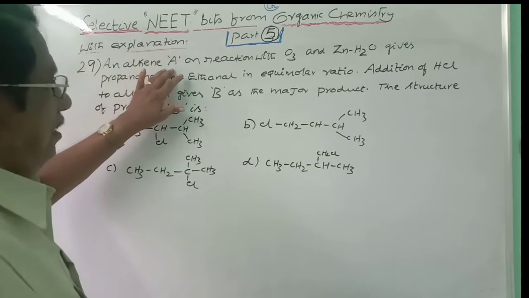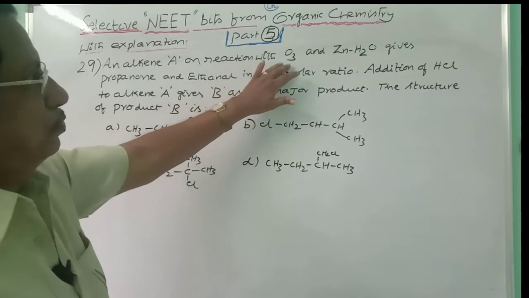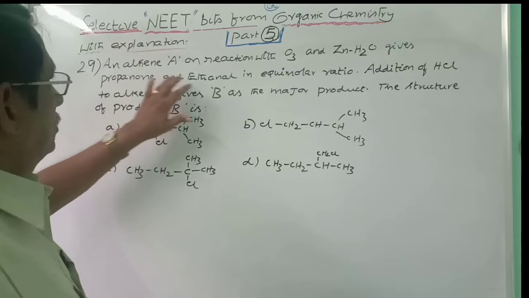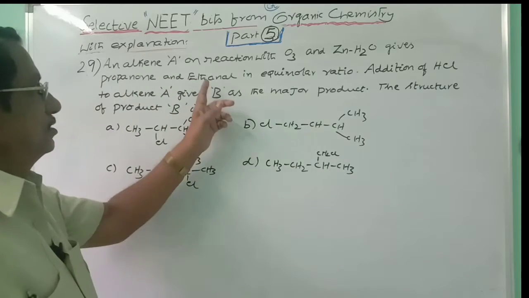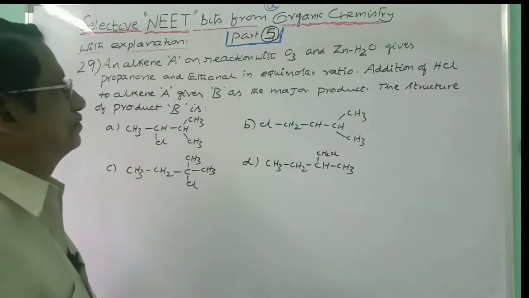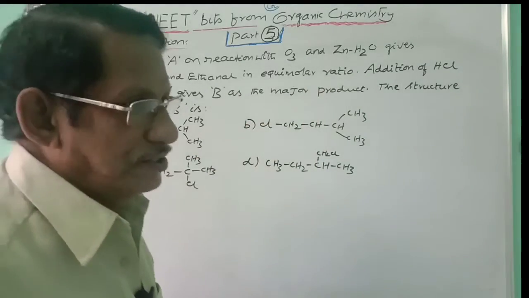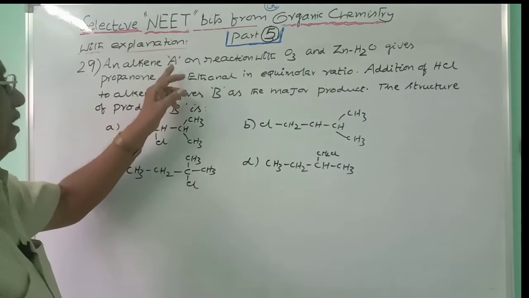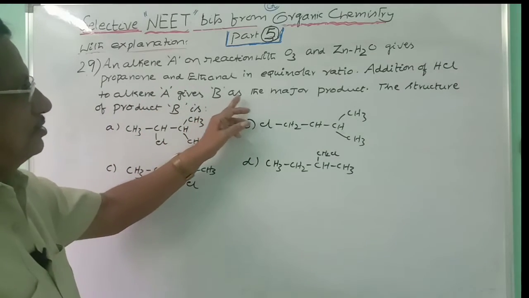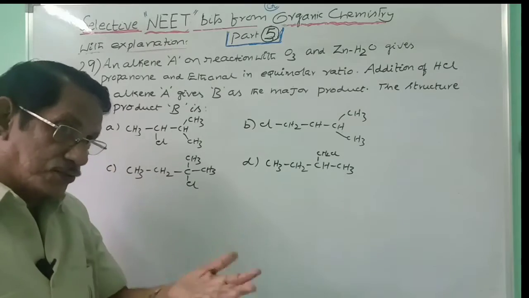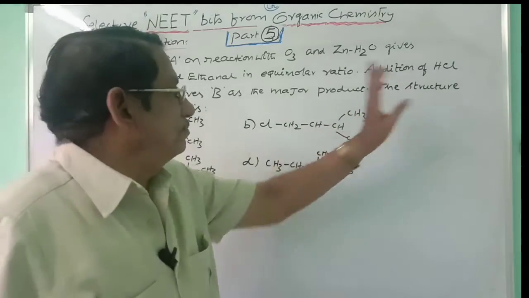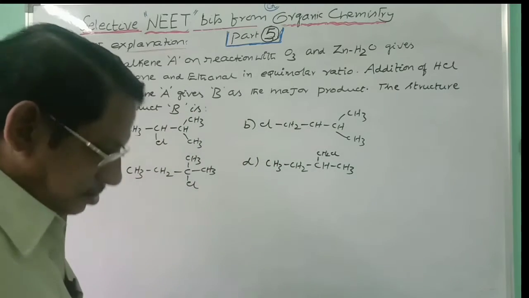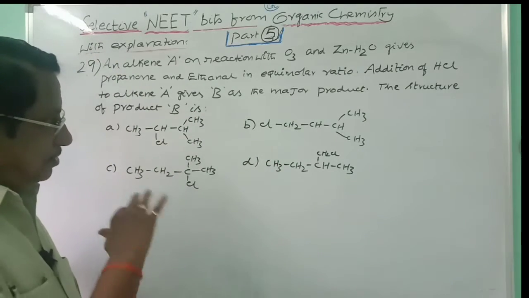An alkene A on reaction with ozone and zinc water gives propanone and ethanal. Ethanal means acetaldehyde, and propanone means acetone, in equimolar ratio, 1:1. Addition of HCl to alkene A gives B as the major product. That means a minor product is also there. Four structures were given for product B, and you have to select the correct one from these four.